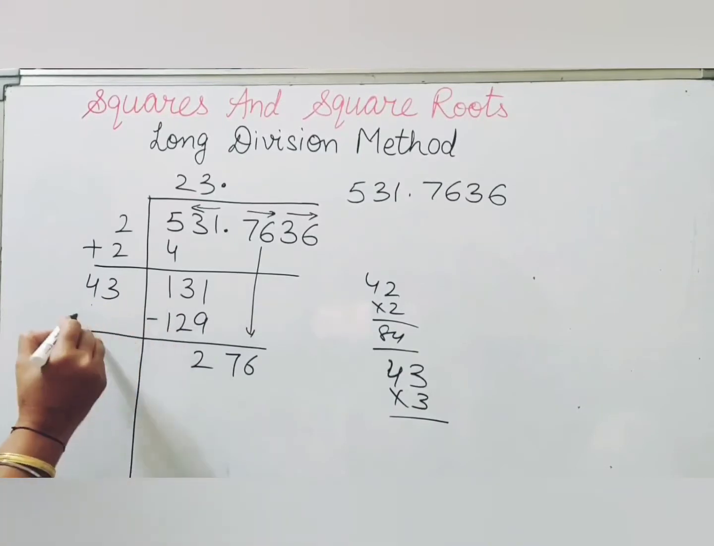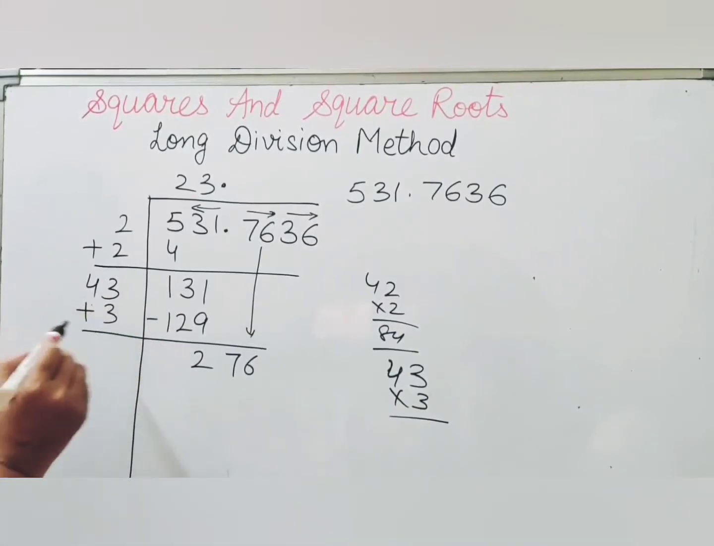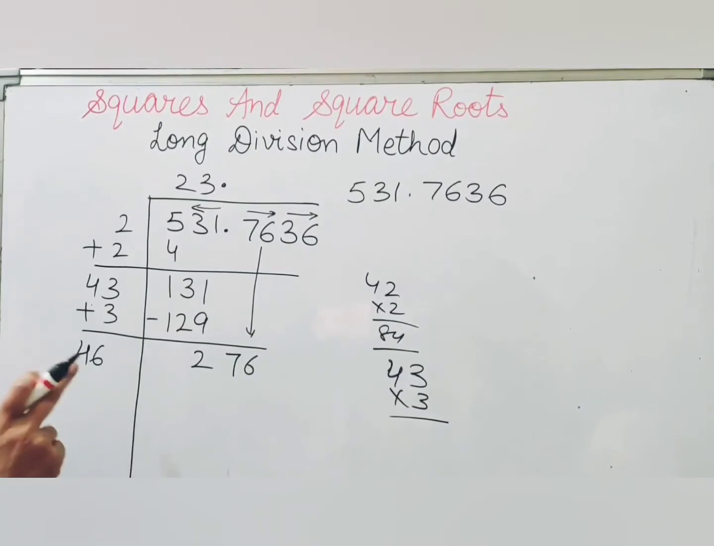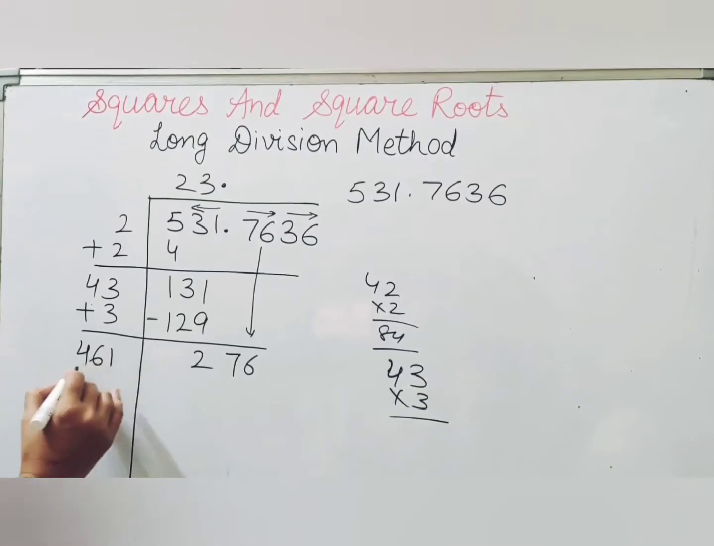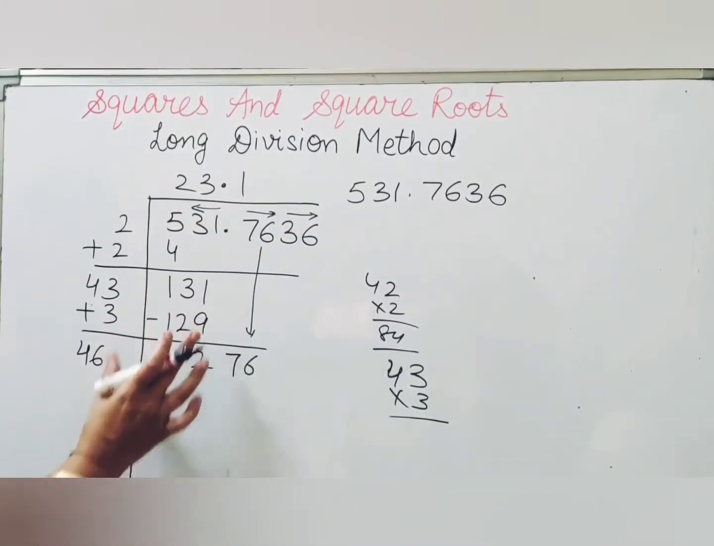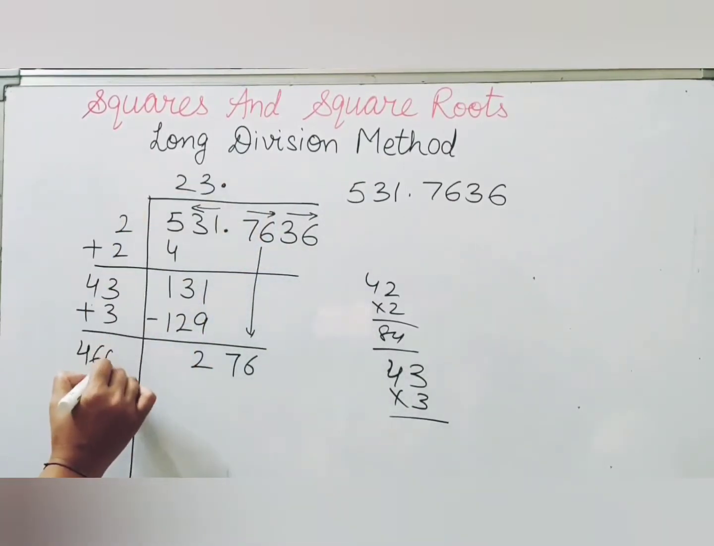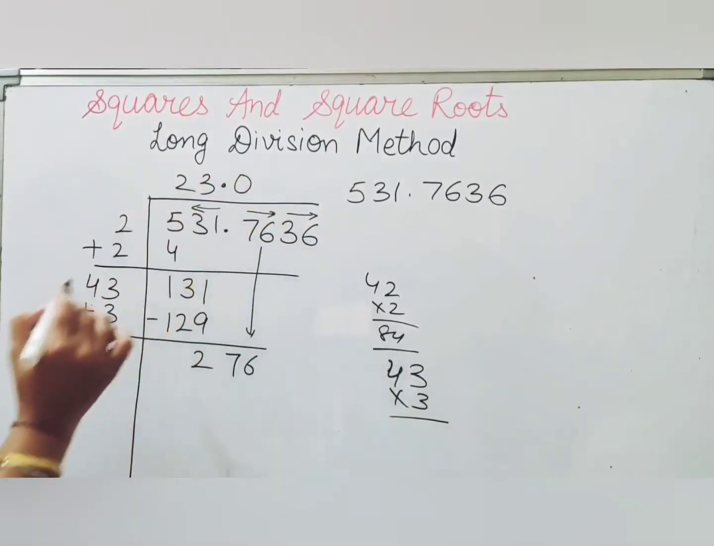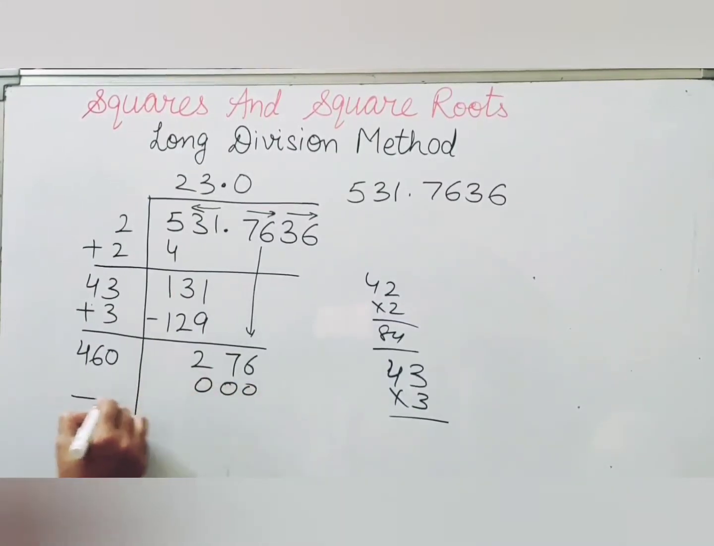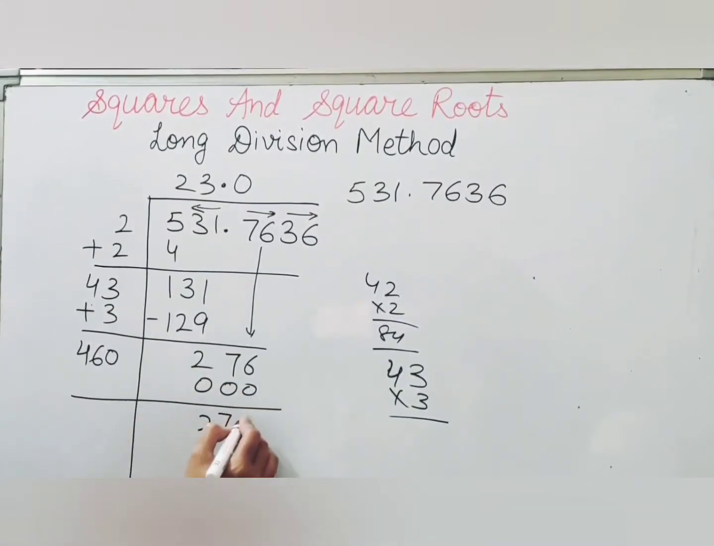And on this side, we have to add the quotient, and it becomes 46. Now think about a number which we can put on the right of 46. If I put 1, then 461 times 1 is 461. That would be bigger. That is why we will take 0. 460 and 0 on this side also. 460 into 0 is 0. And the next step is again subtraction and carry down the next pair, that is 36.